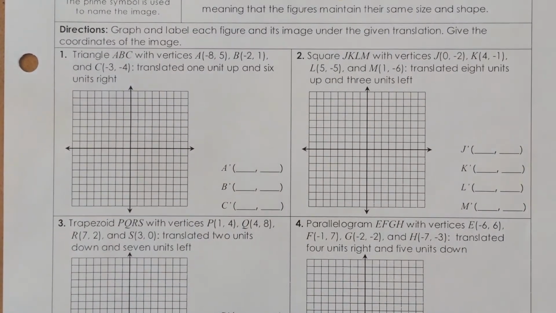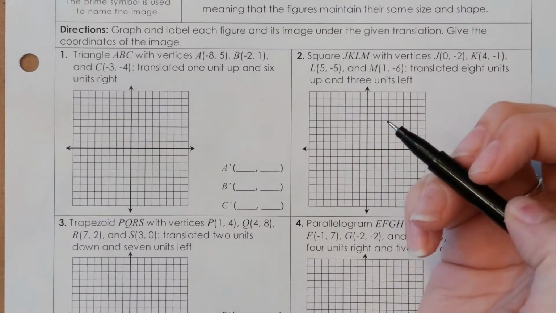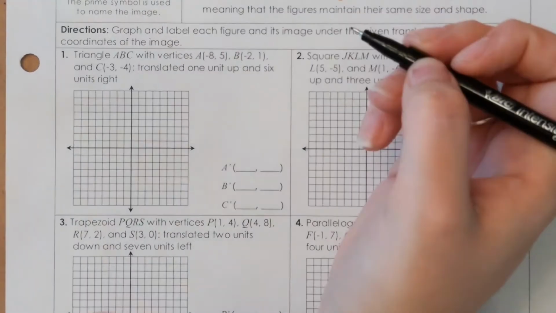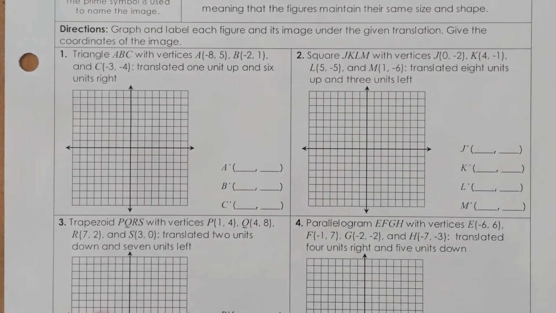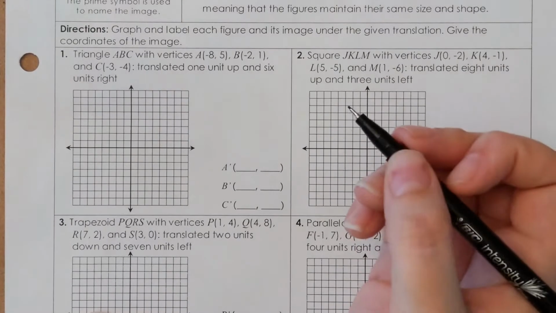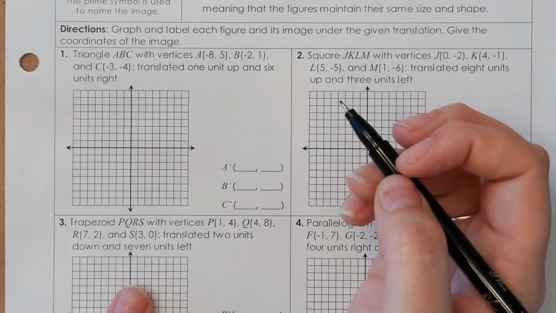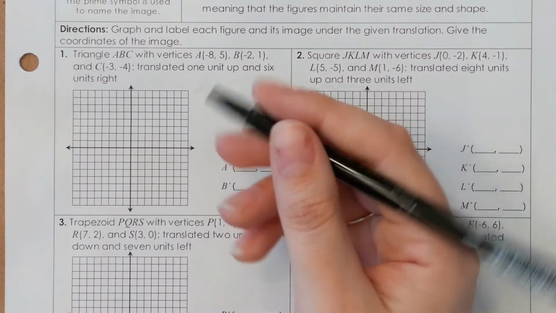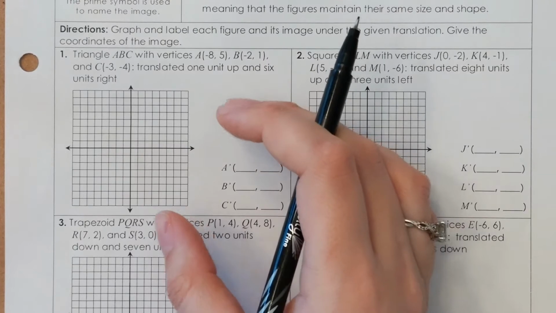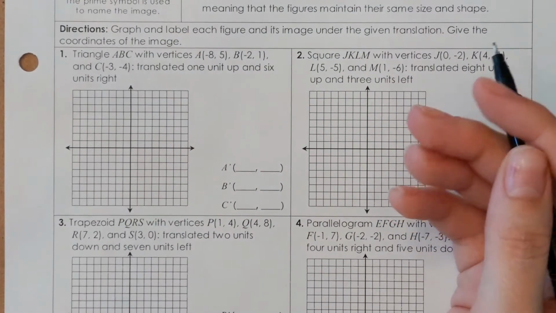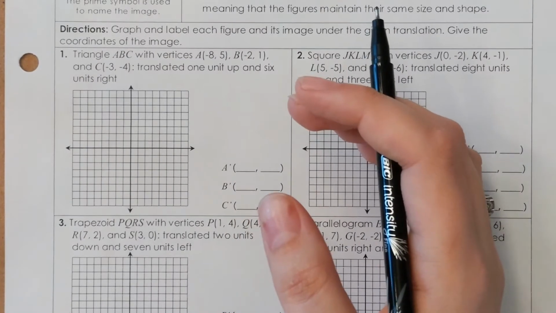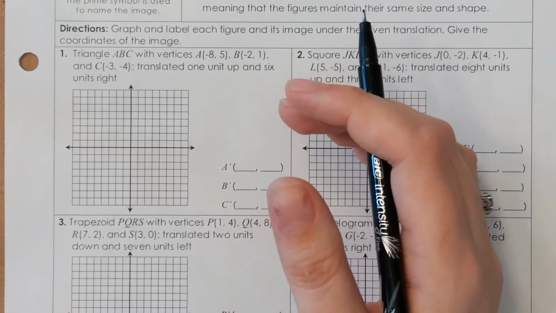Starting with number 1, let's read the directions. So it says, graph and label each figure and its image under the given translation. Give the coordinates of the image. So here's where I'm going to use the 2 different colors. In the problem, they are giving us the vertices of the pre-image, of the original shape. And so I'm going to go ahead and put those on the graph in black. And then once I move it, I'm going to draw that in orange so that you see the 2 different figures and which one we did first. Otherwise, sometimes it's easy to forget which one we started with.